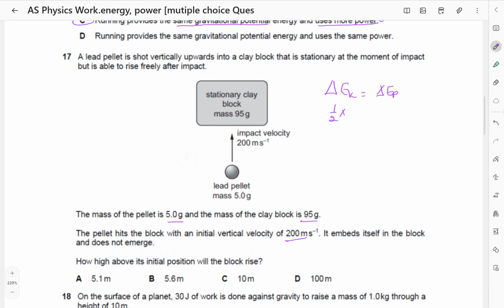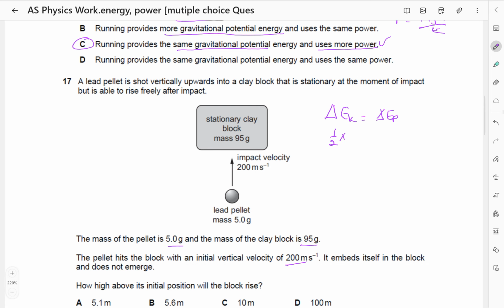So by conservation of momentum, the total momentum before impact is, momentum being mass times velocity, the momentum of the pellet, because it was the one moving, so it will be 5.0 grams times its speed, which is 200. The other one was initially at rest, so I'll just say plus 0. This should be equal to the momentum after impact. After impact, it becomes one body whose mass is 95 grams plus 5 grams, and it moves with a common speed, which I'm going to call v.